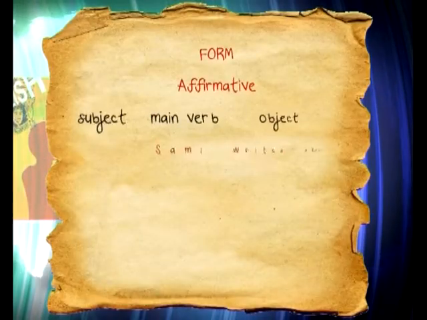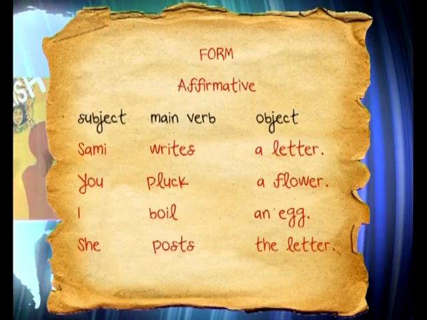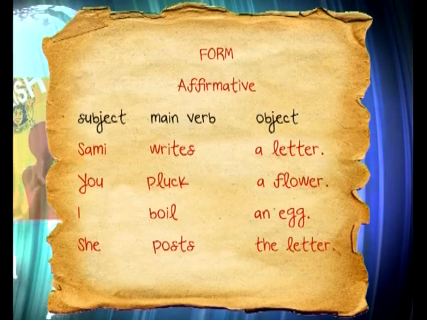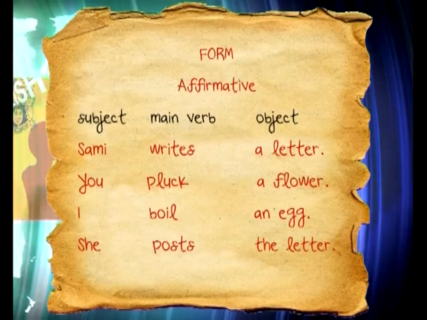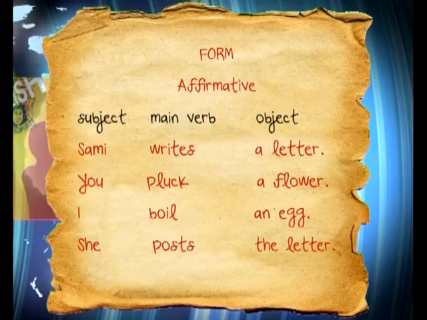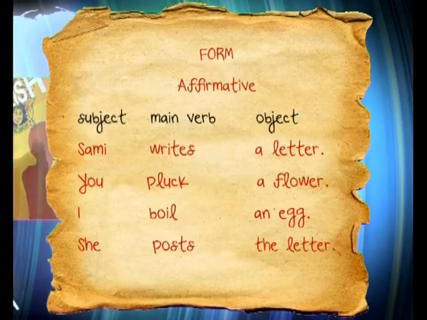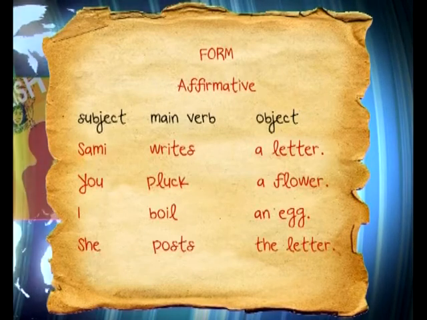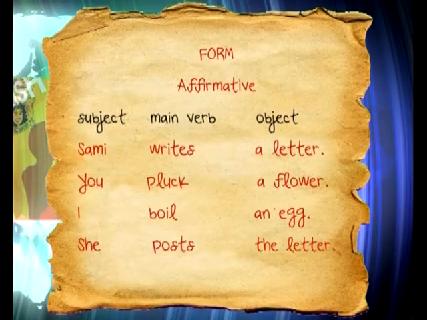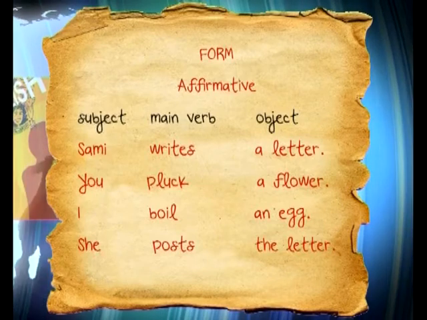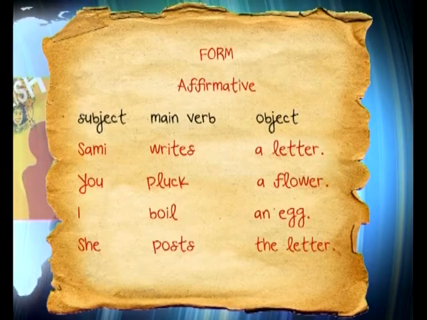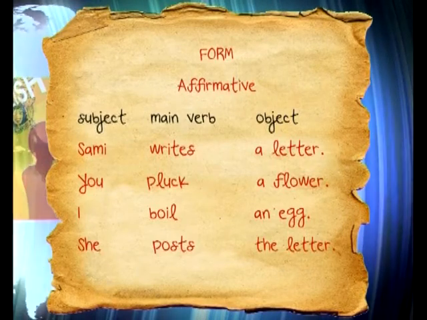First, affirmative or the positive form. I hope you know the basic formula of SVO, where S means subject, V means main verb, and O means object. I'll give you some examples. Sami writes a letter. So in this sentence, I'm using writes. I mean, I'm adding S to the base form. The reason is Sami. It means we can make a rule here. When we use a single person's name, let's say Sami, Sara, anybody, we use S or ES with the main verb. That's why the sentences are, Sami writes a letter, Ali plays football, etc.